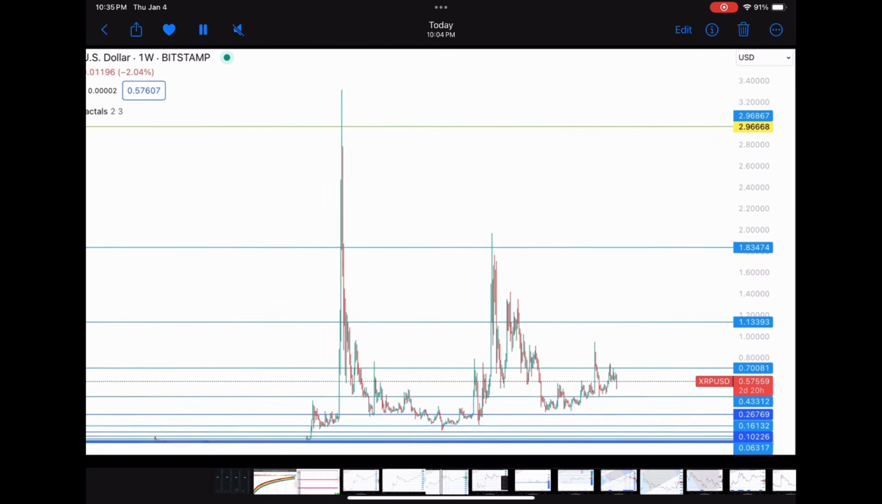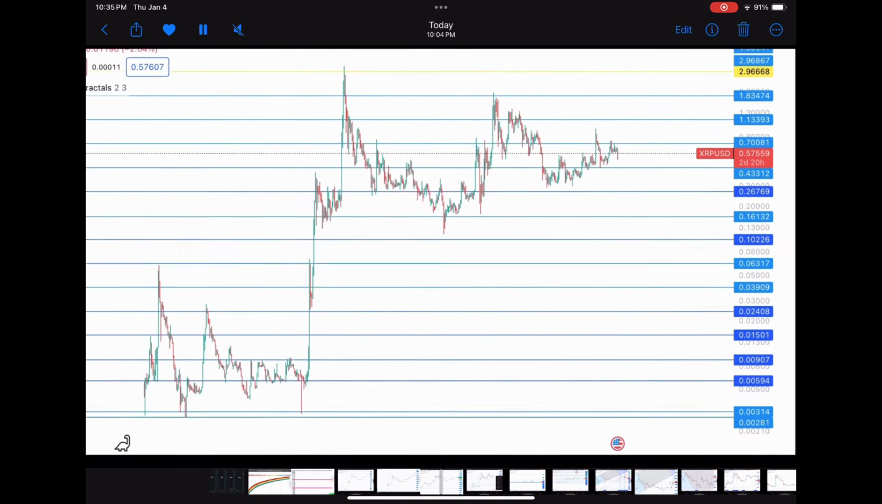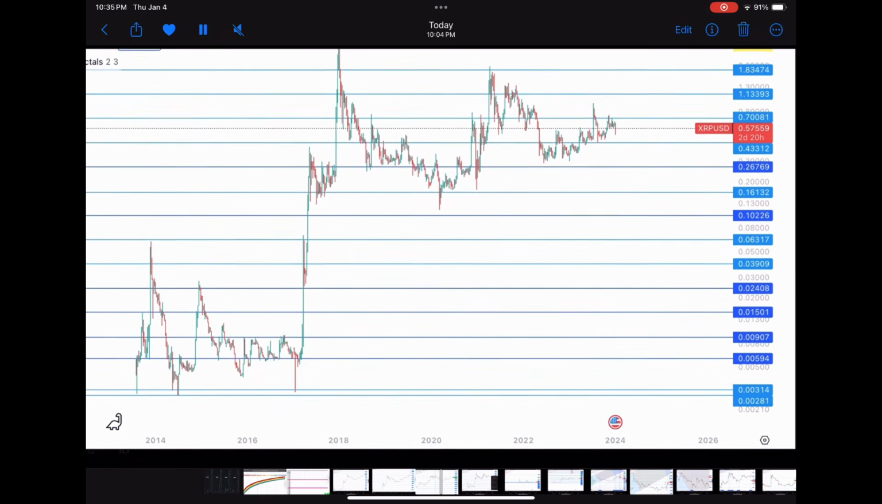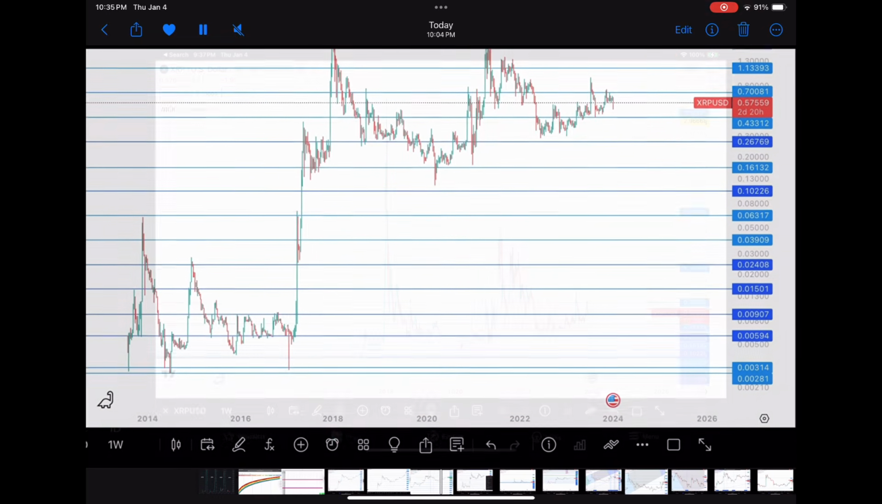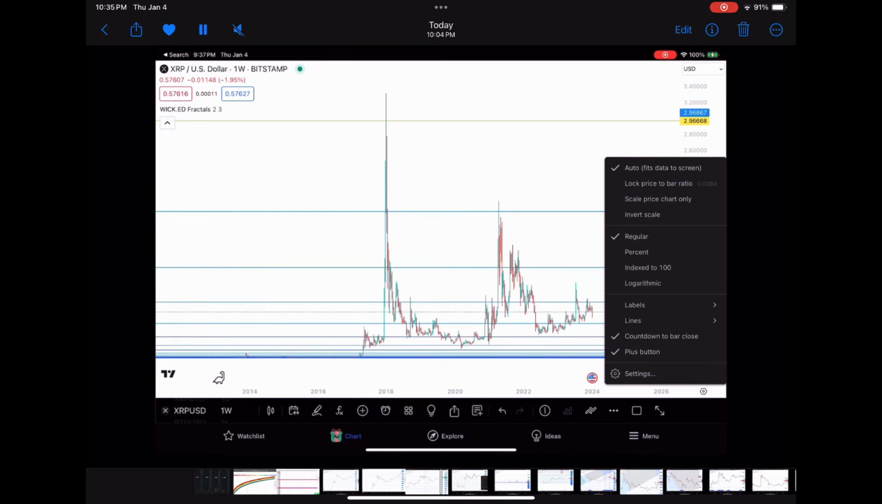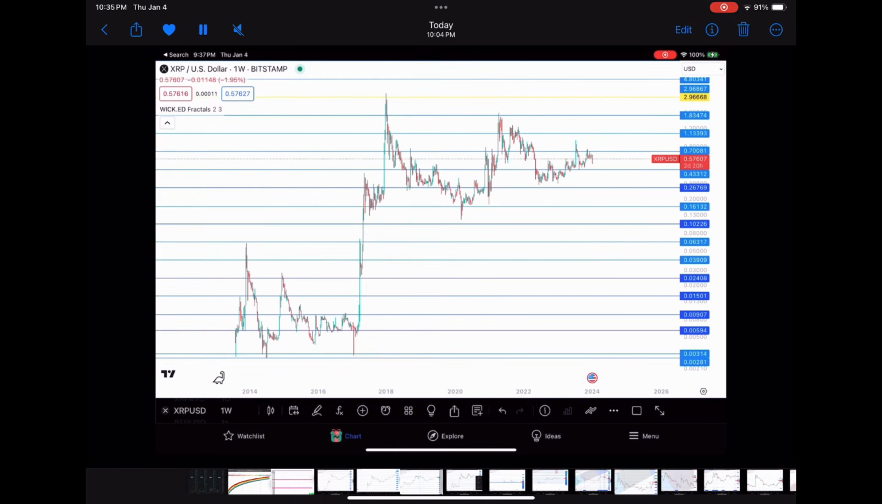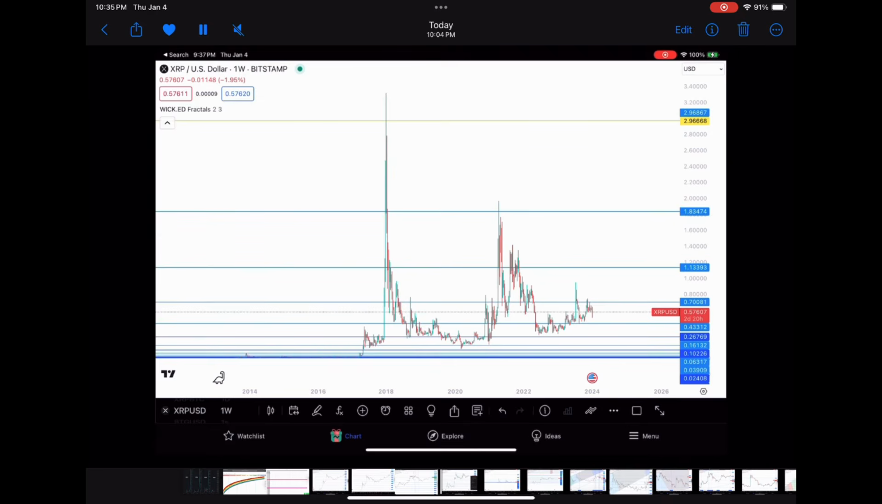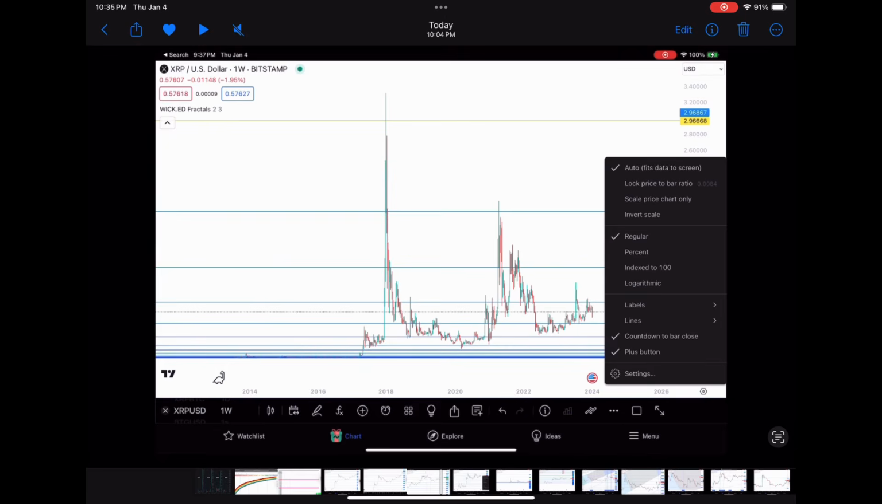So for XRP, I started off showing 2 different charts. The 2 different charts are XRP normal and XRP logarithmic. So this is normal. And the reason why I'm explaining this to you is because the way this chart looks is the way everybody feels.